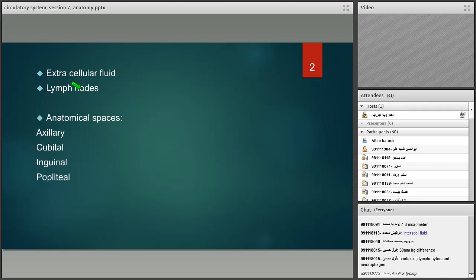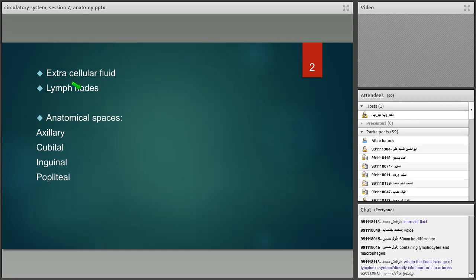Yes, macrophages are the lymphocytes which are in the tissues, not in the blood. When they are exiting the blood, we call them macrophages. Okay, so they are consisting of lymphocytes.